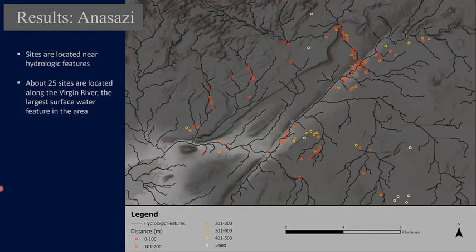The Anasazi does follow along with the same pattern as the archaic and archaeological site data sets. The sites are located near hydrologic features. One interesting thing about the Anasazi is that, as I draw my pointer here, this is the Virgin River, which is the largest surface water feature within the area. The Anasazi were known for doing sedentary farming and would locate areas where there was a year-round water supply, such as the Virgin River.